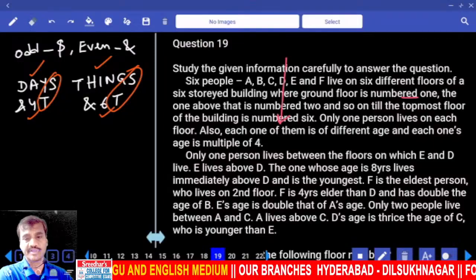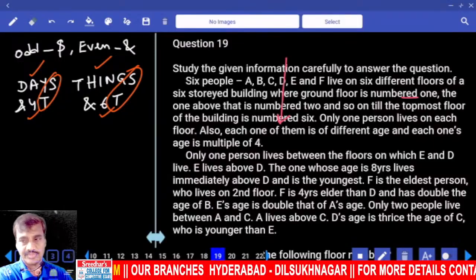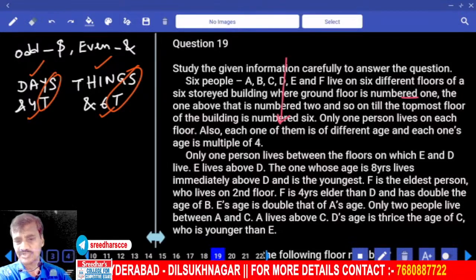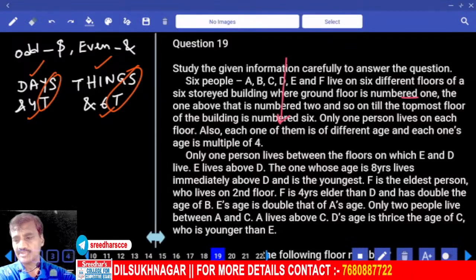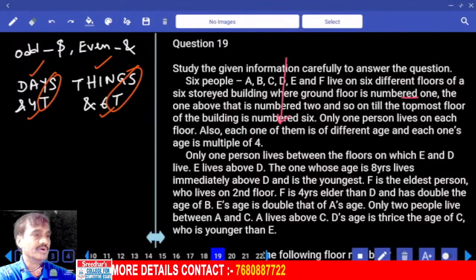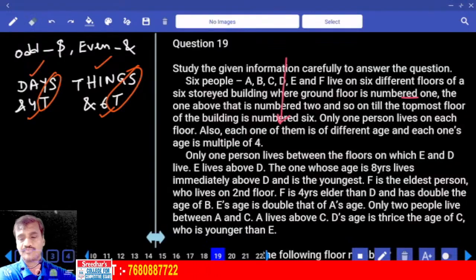Now in this question number 19, 6 people were living on 6 different floors of a building. Only one person lives on each floor, and each one is of a different age, and each one's age is a multiple of 4. Now each one's age is a multiple of 4, isn't it?